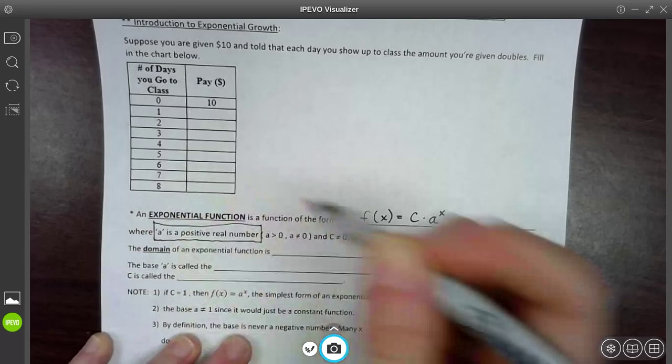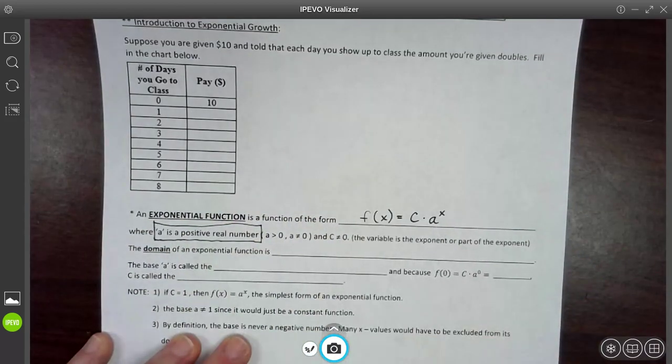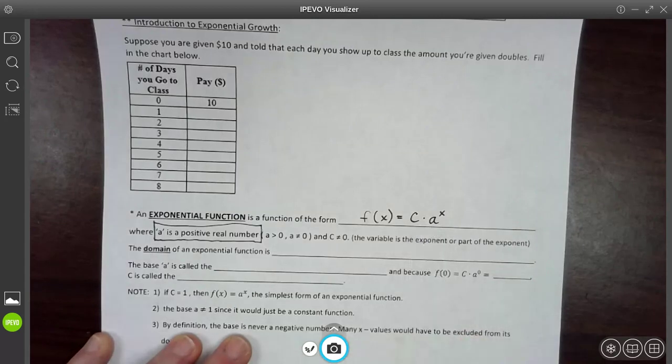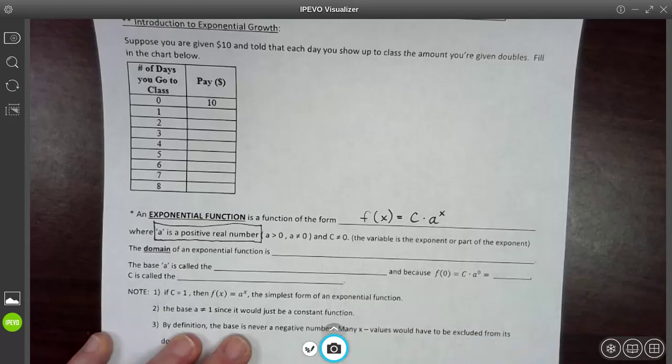By definition, an exponential function, the base a has to be a positive number. By definition, the base of an exponential function is not allowed to be a negative number. We'll get into more of why in a little bit. Where a is bigger than 0 and a is not 1, and c is not 0, because 0 times something wouldn't exist. We don't want the constant in front to be 0.